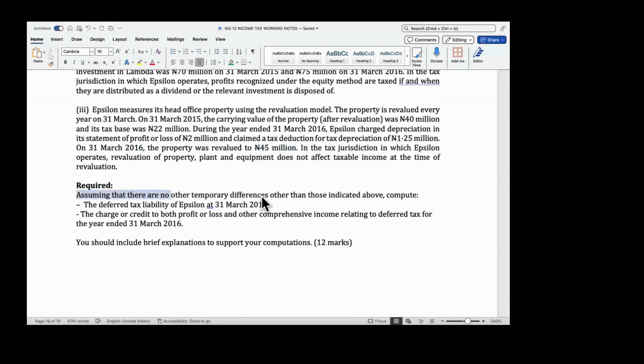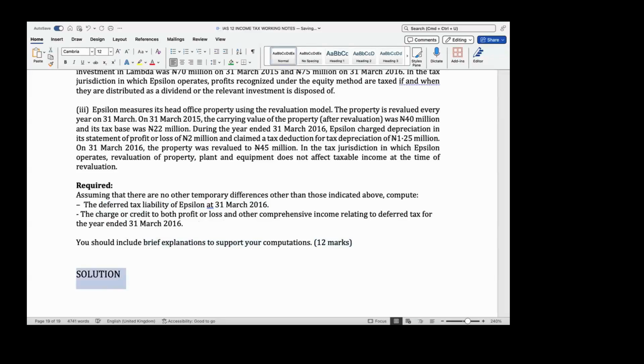Assuming there are no other temporary differences other than those indicated above, compute the deferred tax liability as at 31st March 2016 and the charge or credit to both P&L and OCI relating to deferred tax for the year ended 31st March 2016. You should include brief explanations to support your computation. All these for 12 marks.